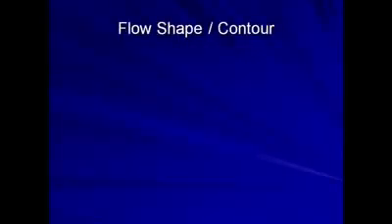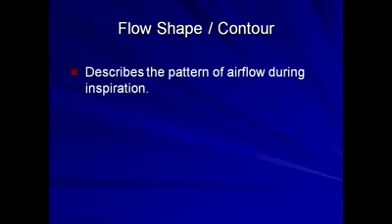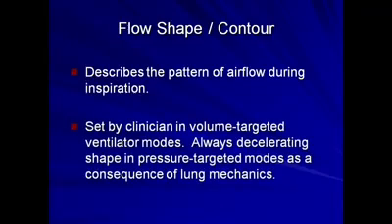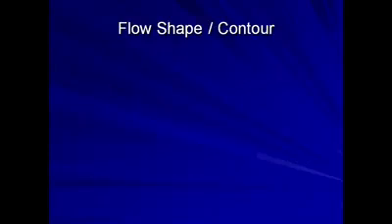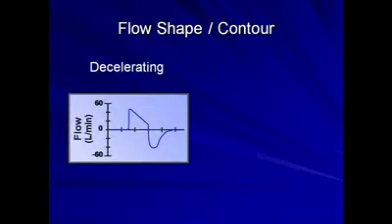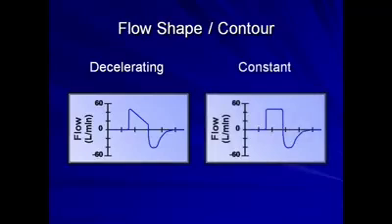The option of flow shape, sometimes referred to as flow contour, describes the pattern of airflow during inspiration. It is set by the clinician in volume-targeted ventilator modes and always has a decelerating shape in pressure-targeted modes as a consequence of lung mechanics. In modes in which it can be directly set, there are 2 common options. The first is decelerating, in which flow is greatest at the beginning of inspiration, and then steadily decreases. The second is constant, in which, as the name implies, airflow is constant throughout inspiration.